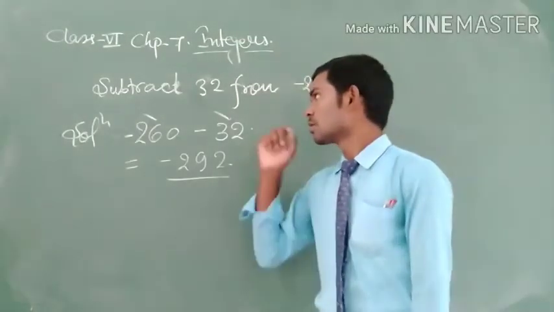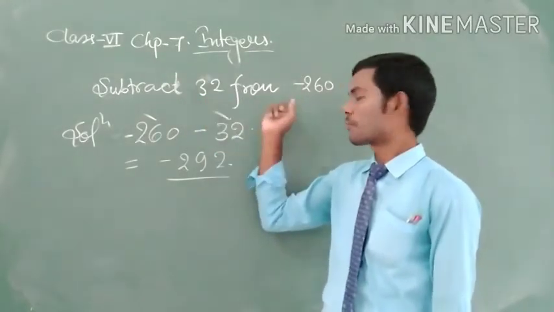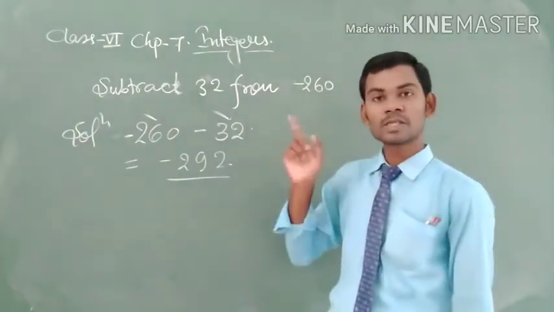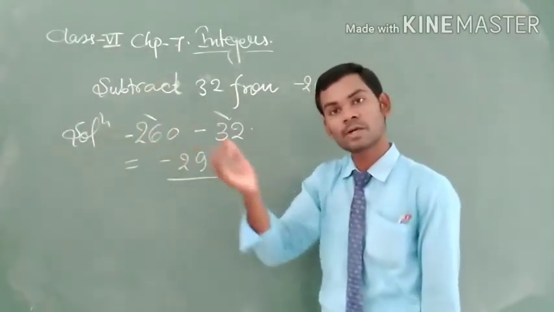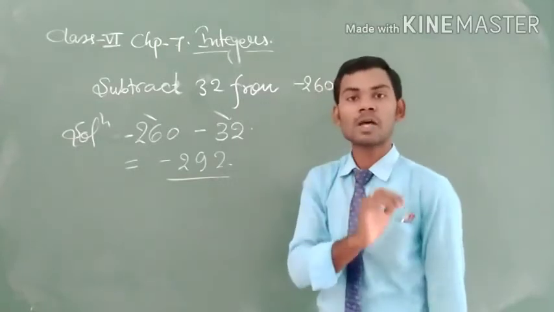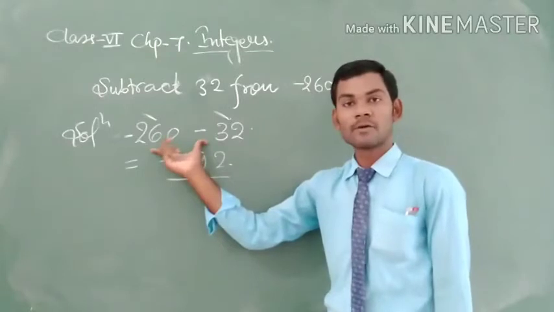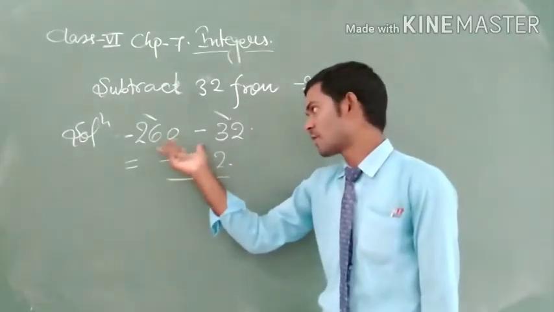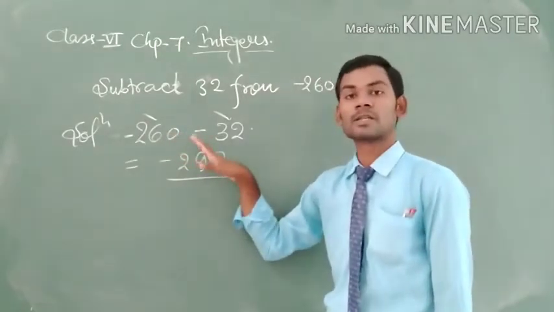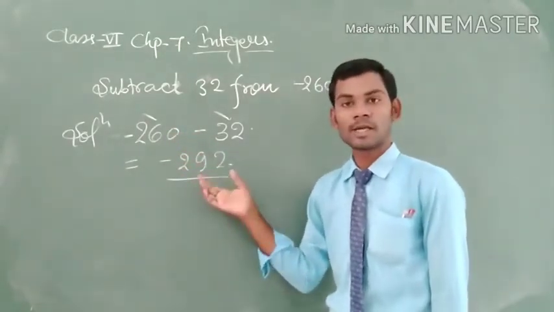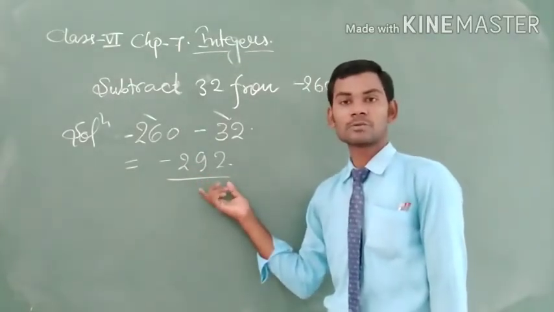In this solution, before we see the question, we have: subtract 32 from minus 260, which means that we have to subtract 32 from minus 260. So following the instruction, I just wrote this line, and when we wrote this line, we have seen that both numbers have the same sign, therefore they are added, and here we get our required result. Okay students, so I hope you get the solution easily.